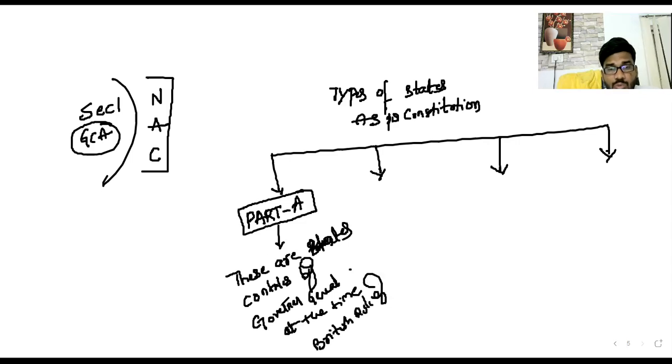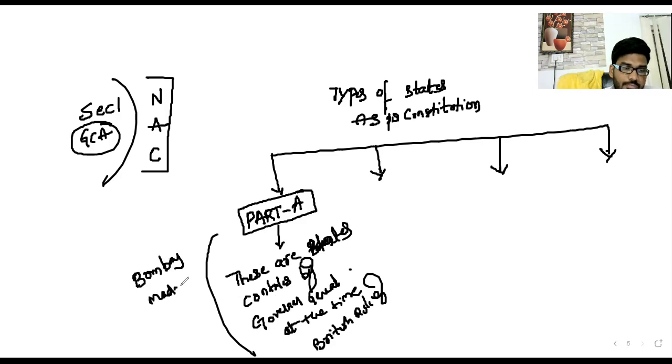At the time of British ruling, these are the states formerly controlled by the Governor Generals. The best examples are Bombay and Madras. They can frame the rules and regulations based on that Governor General. These states are called Part A states.